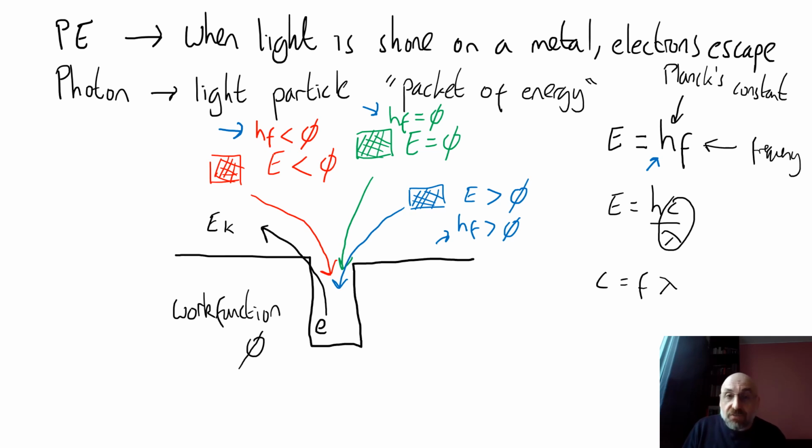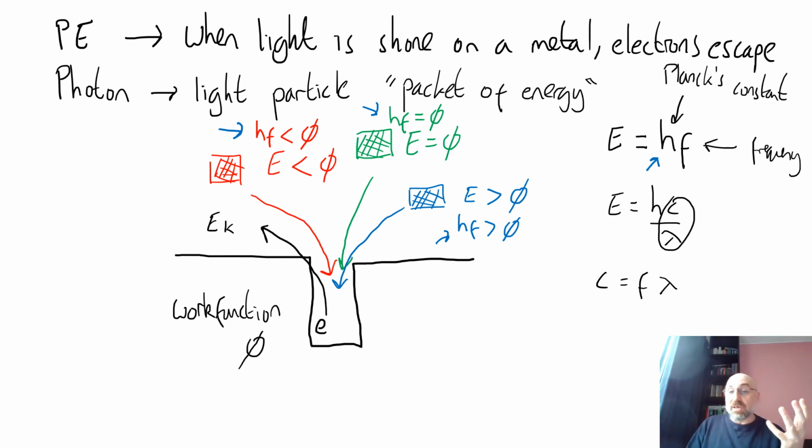So the cut-off scenario between us being able to free an electron and not being able to free the electron, just wasting our time, is going to be this scenario here. If the energy of the photon is just equal to the work function, then that's the cut-off frequency. We call it the threshold frequency, the threshold over which the electron can be free.